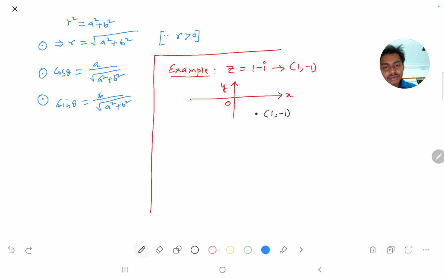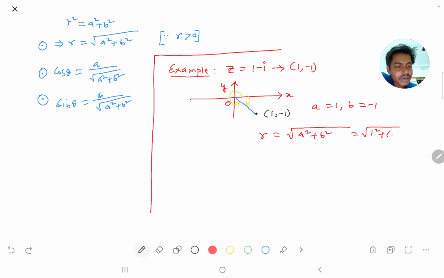Now if we join the origin to this point, then we will have two angles. Either we can take this direction, I mean clockwise, or we can take the anti-clockwise. Any way we can take it. Now see, if you calculate r, here a equals 1 and b equals negative 1. So r equals square root of a square plus b square. We get 1 square plus minus 1 square, so square root of 2.